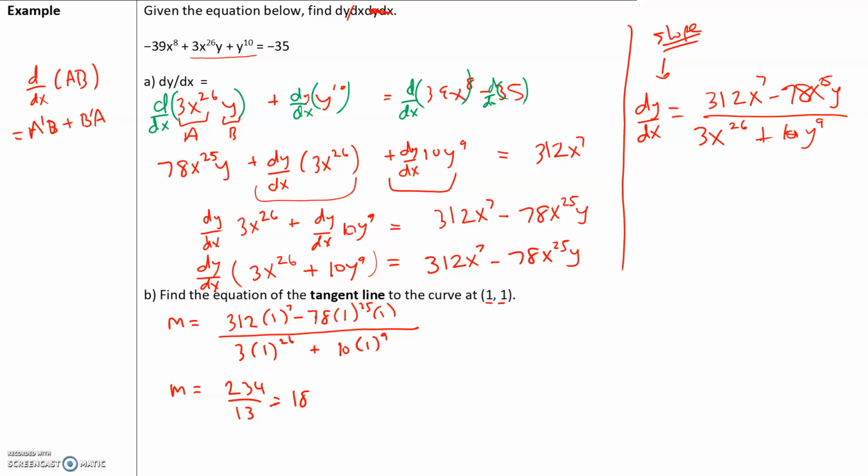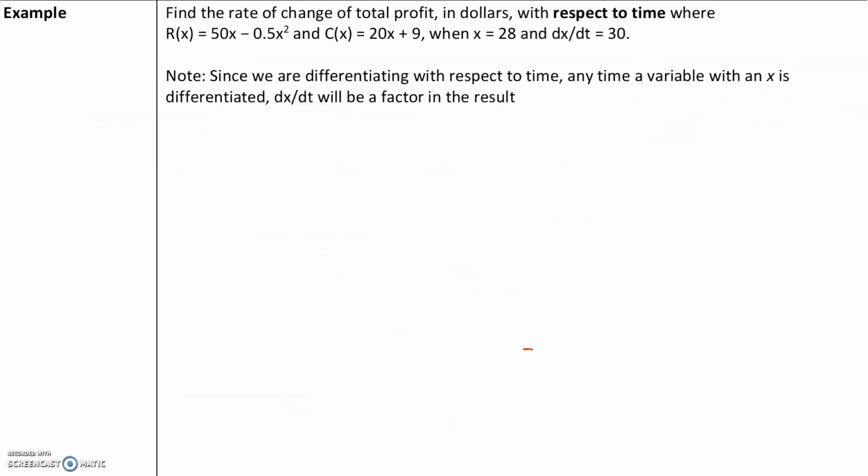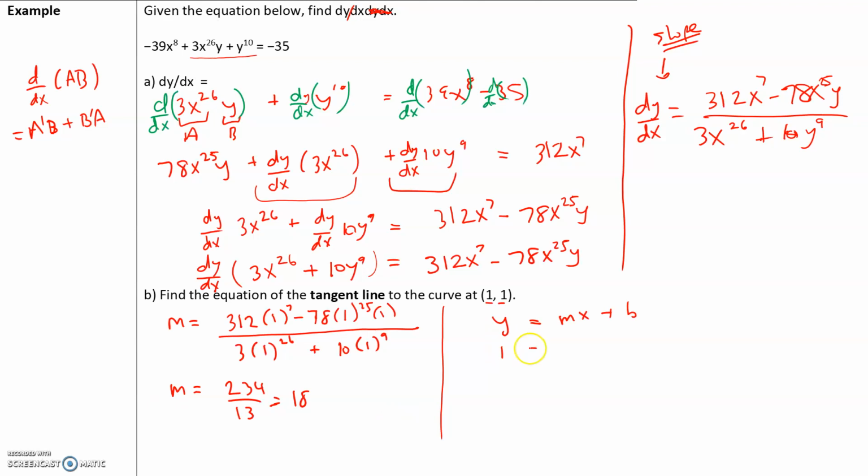All right, then I'm going to say that my equation is in the form of y equals mx plus b, and now I know what my m is. My m is equal to 18. To get the slope, I use a slope equation, plugged in the x and y. But now I want the line, the slope of the tangent line, so I replace the y with the 1, and I replace the m with an 18, and I replace the x with the 1. So I get 1 equals 18 plus b.